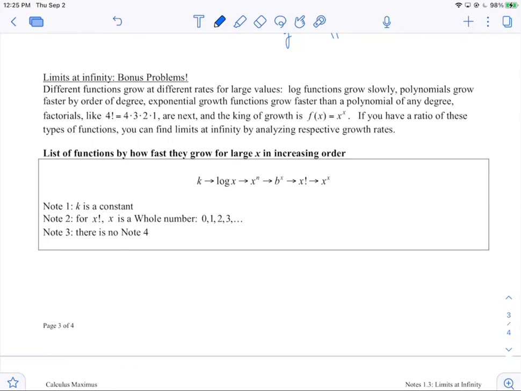Constants are the slowest growing functions. Why? Do they grow at all? No. I was born a 5. I'm going to be a 5. Sorry, Dad. Or maybe Dad was a 5 too. I don't know. Constants don't grow.